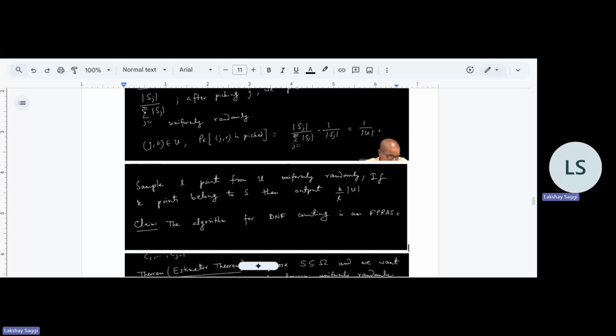Initially the naive algorithm was to sample an arbitrary assignment uniformly at random and then check whether it is satisfiable or not. But right now we are taking not the set of all satisfying assignments, but a bigger set than that, which is the set U, and we are sampling uniformly at random from this set U. If we sample L points uniformly at random from U, and K of those points belong to the set S, then our output will be K over L times the size of U.